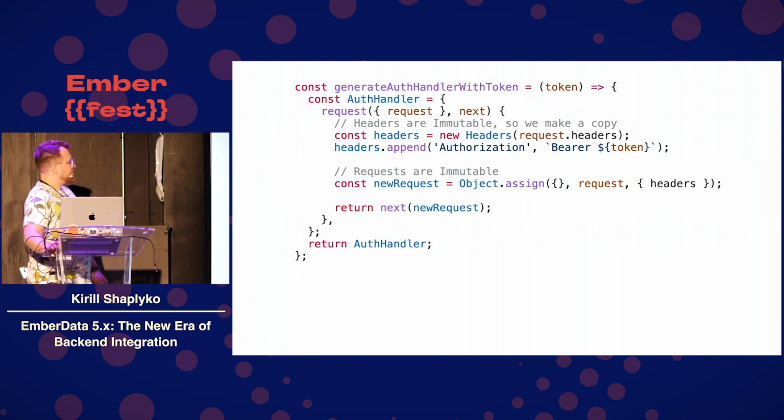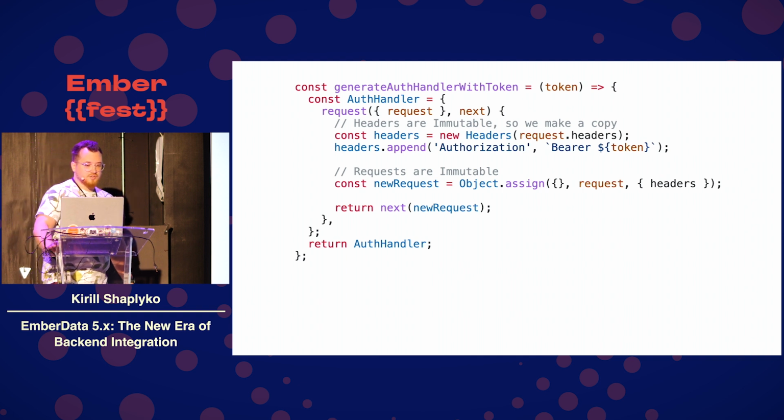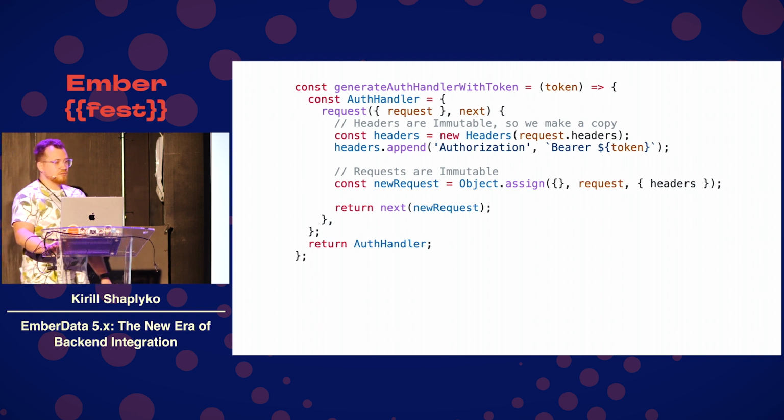It's pretty much similar like we had with the adapter headers. We need to enrich the headers of the request object to append the auth token. Headers are immutable, request also immutable. So we just create the new headers object, append the authorization header here. We create the new request object from the previous one with new headers, and then we just return next. So we don't wait for result of the next handlers. We just say we're done with our job here.